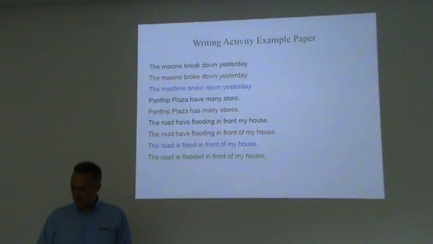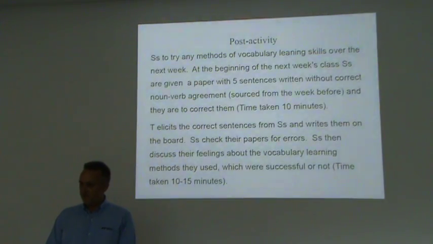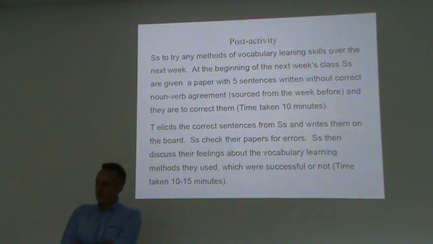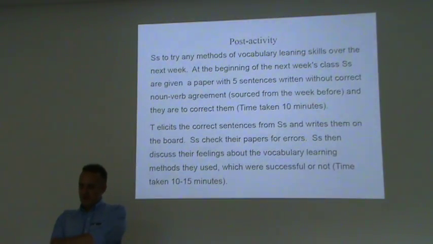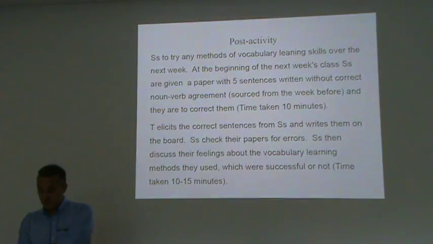And after this activity, the teacher should get the students to try any of the vocabulary learning methods that they've investigated, and use them over the next week. At the beginning of next week's class, the students are given a paper, again with 5 sentences, but this time they're written without correct noun-verb agreements. These words can be sourced from the week before. The students then correct them. The time should be 10 minutes at the most; they should be working fast.